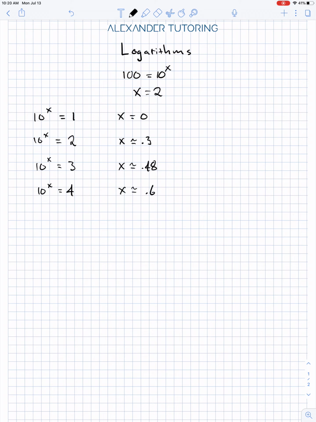Okay, what am I doing here? Again, we're trying to solve these equations by brute force, plugging numbers in. 10 to the 0 is 1. 10 to the 0.3 is roughly 2. 10 to the 0.48 is roughly 3. 10 to the 0.6 is roughly 4.